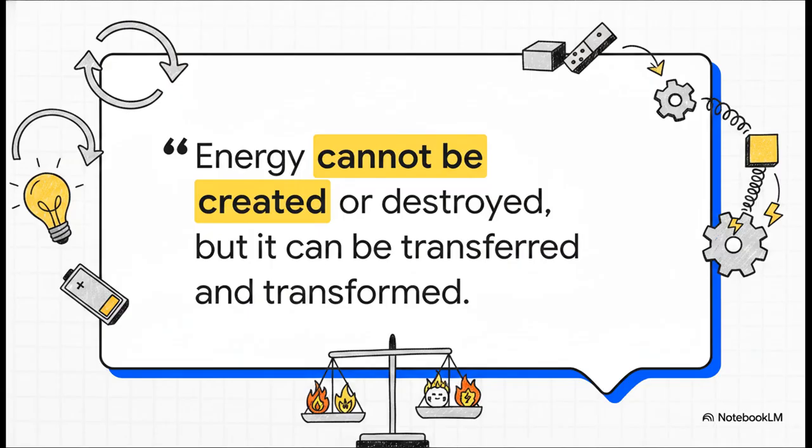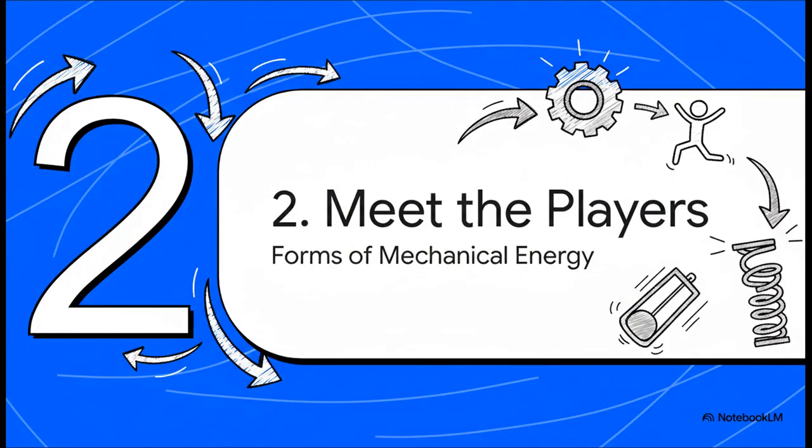You can't make new energy out of nothing, and you absolutely cannot make it just disappear. The total amount of energy in a closed system never, ever changes. All you can do is move it around or change its costume. It means every last bit of energy has to be accounted for, always. So if energy is always transforming, what exactly is it transforming into?